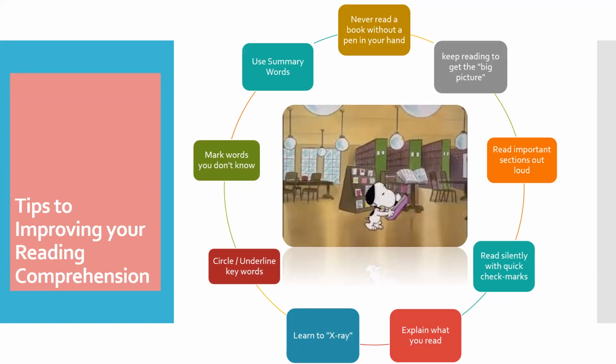You want to read silently with quick check marks, right? The idea here is that there are many times when you should read silently and simply use a pencil to check sections of the margins, then go back and read later. So you can use certain symbols, as we've talked about, right? A question mark would be a good one, an asterisk to tell you to go back later. Whatever works for you is the best way to go, right?